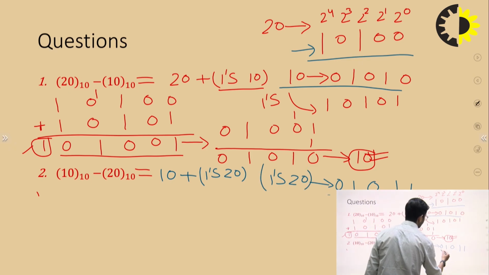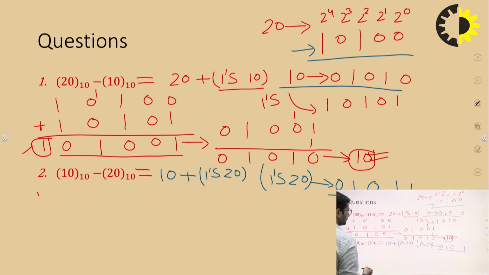So this is the 1's complement of the 20. Now we have to add these two numbers, 10 plus 1's complement of 20. So the binary of 10 is 1, 0, 1, 0. 1's complement of 20 is 0, 1, 0, 1, 1.